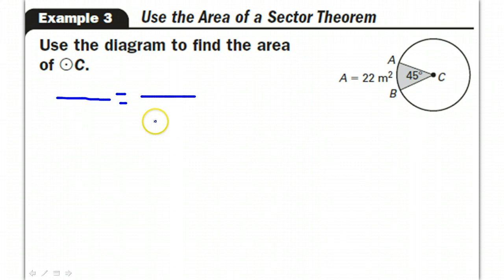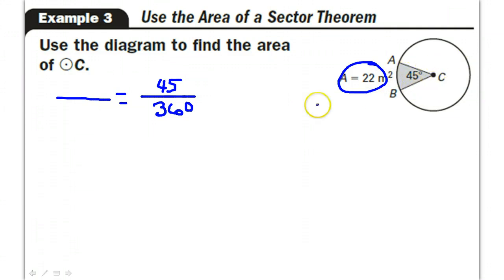Okay, Kelvin. Let's do this part on the right-hand side first. What goes in the top? 45. What goes in the bottom? 360. Okay. Kelvin, where's this 22 going to go? It's actually going to go in the top. Okay? Because we're doing part over whole. This area is supposed to represent just the area of the shaded part. If they wanted it to be the area of the whole thing, they would probably put it inside or something like that. Okay? So we're actually going to put 22 on the top, because that's the partial area.